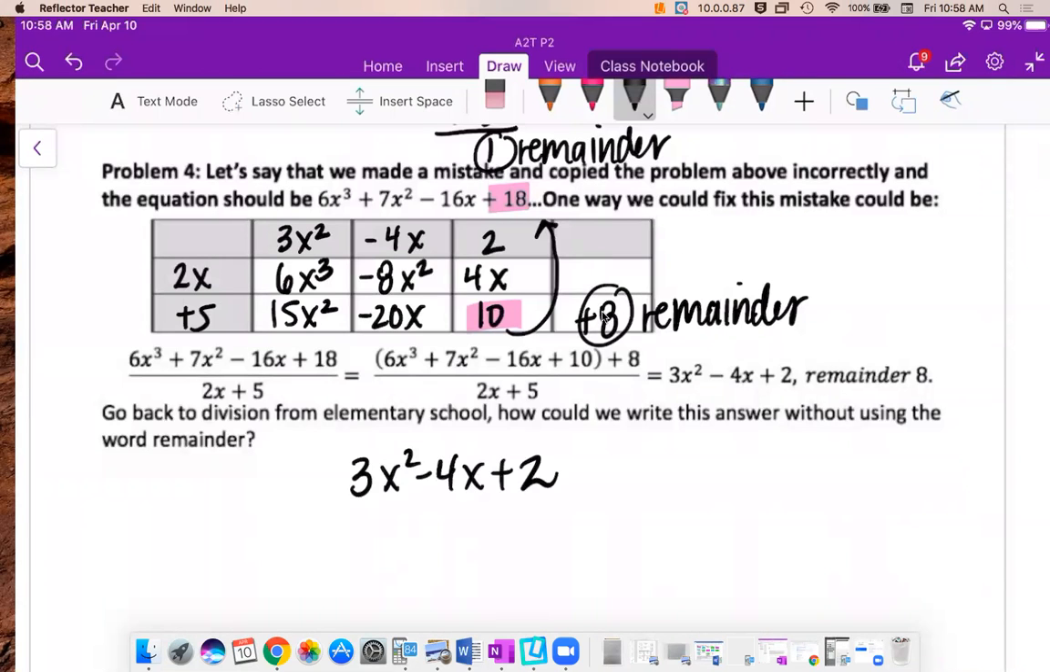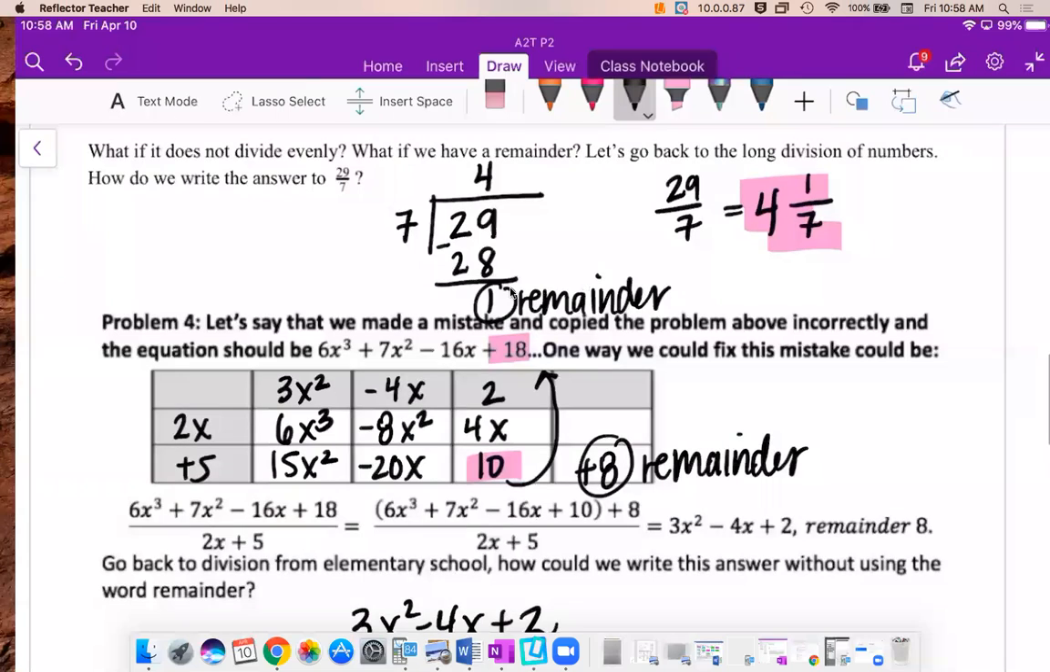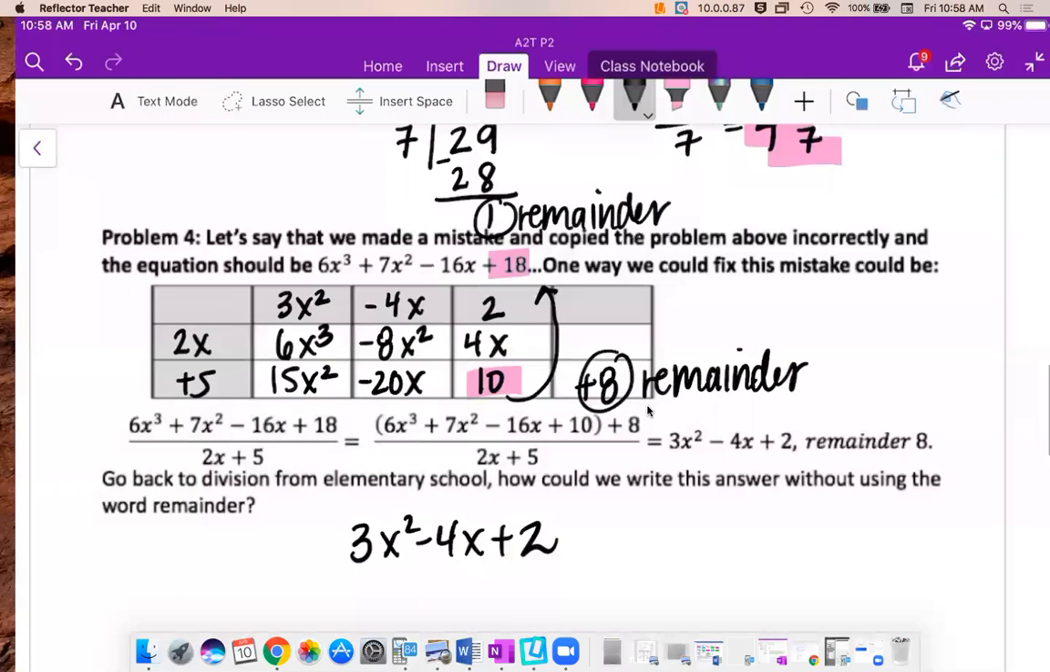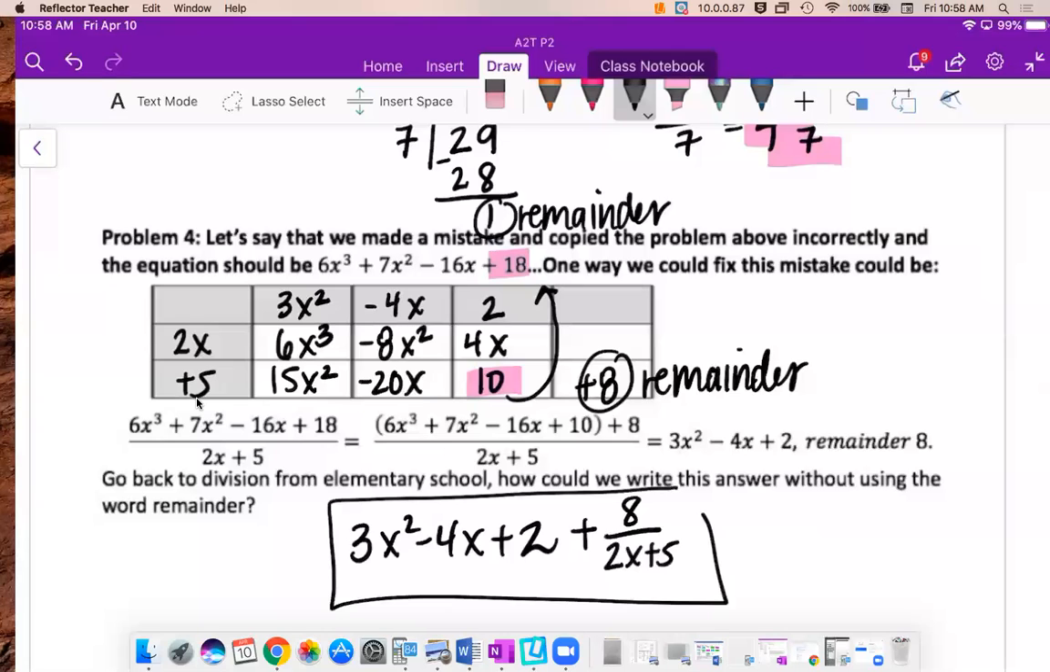So the way we wrote that up here is we took whatever our remainder was and we divided it by what we were dividing by. So then we're going to do the same thing down here. So our remainder is 8. So this becomes plus because it's a positive 8. Over, and then we were dividing by this 2x plus 5, so then that becomes our remainder, and that's how we would write this answer. So whenever we do this division and it doesn't divide nicely, we have the remainder, and that's how you guys write your remainder.